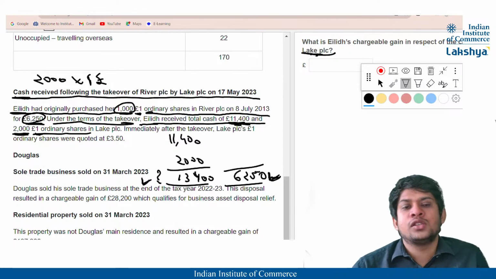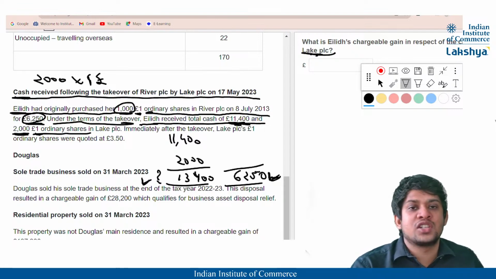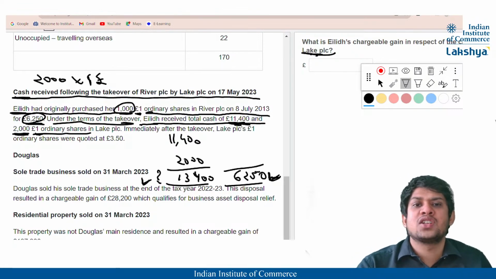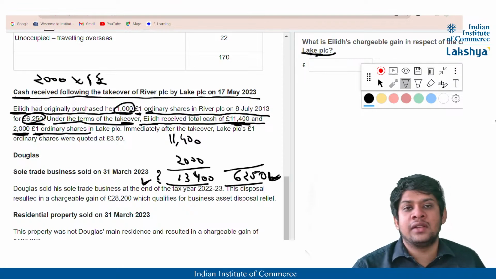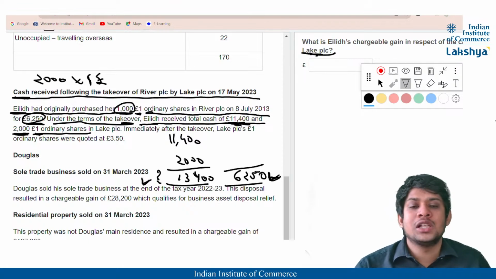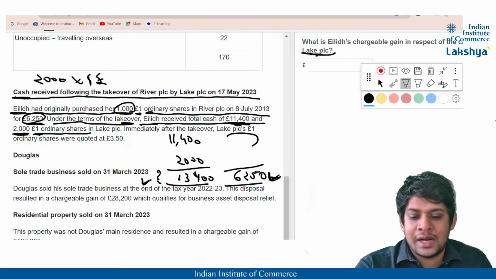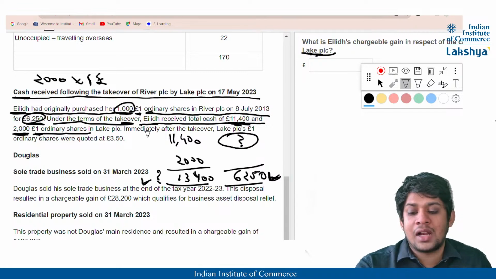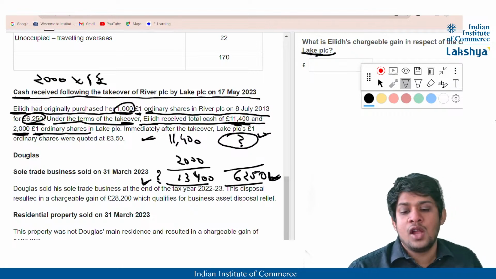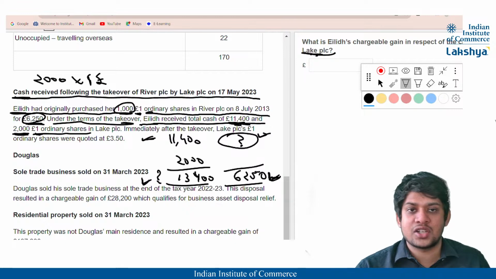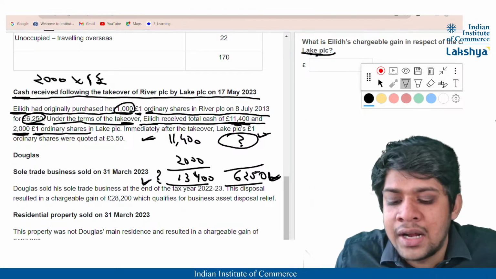So guys, some of this amount is going to be chargeable, and when such a situation arises, we assume that whatever cash she has received, she has received because she disposed of part of her shares. So some part of her shares is disposed of, because of which she has received a cash of 11,400. So this is a part disposal. Technically, we are going to identify the value here. That means the market value is 11,400 for those shares. What is the cost of shares that has been disposed of for receiving 11,400 cash? That is what we are supposed to identify.